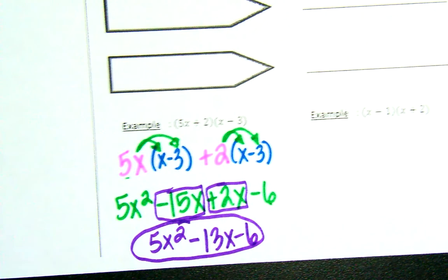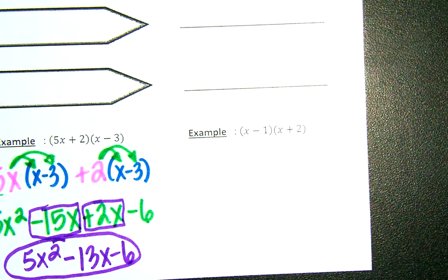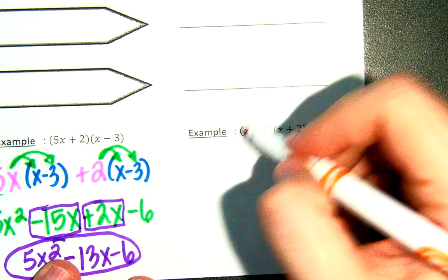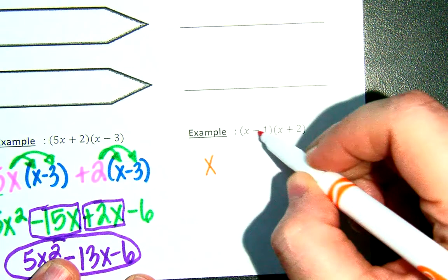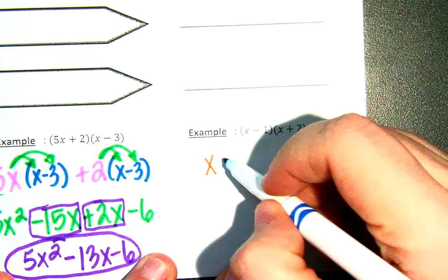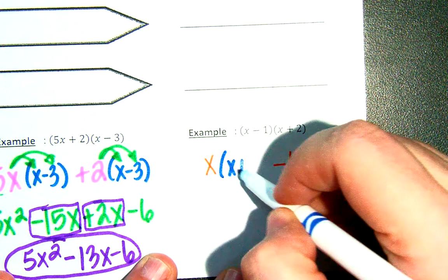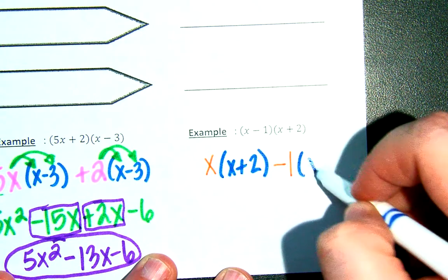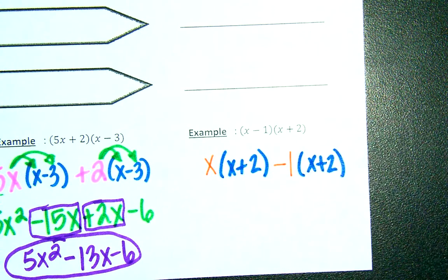Okay. And our last example for the night. Okay. Again, I'm going to take my first binomial and separate it. So I'm going to have x. And then this is a negative 1, so I'm going to have a minus 1 there. And then I'm going to take my second binomial and put it with each term. x plus 2.